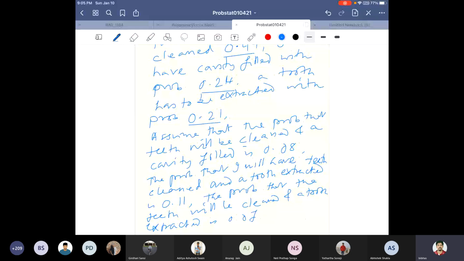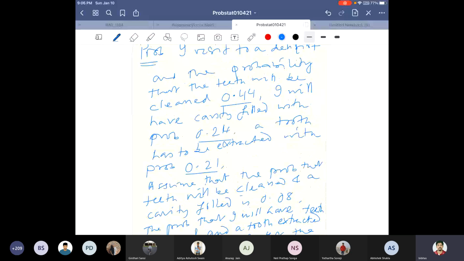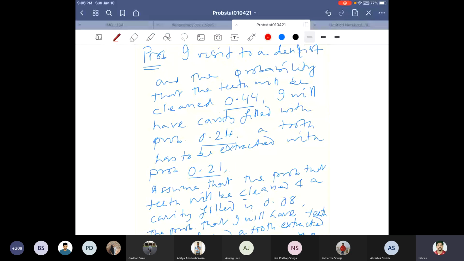Now what I'm trying to do here is, you see, I can have all the remaining options. Let's say I define my event to be this: my teeth will be cleaned. This is one event. Another event is that the cavity will be filled. Another event could be that a tooth will be extracted. So these are like A, B, C events. And let's say I want to find the probability that at least one of these things will happen: either my teeth will be cleaned, or I will have a cavity filled, or a tooth will be extracted.